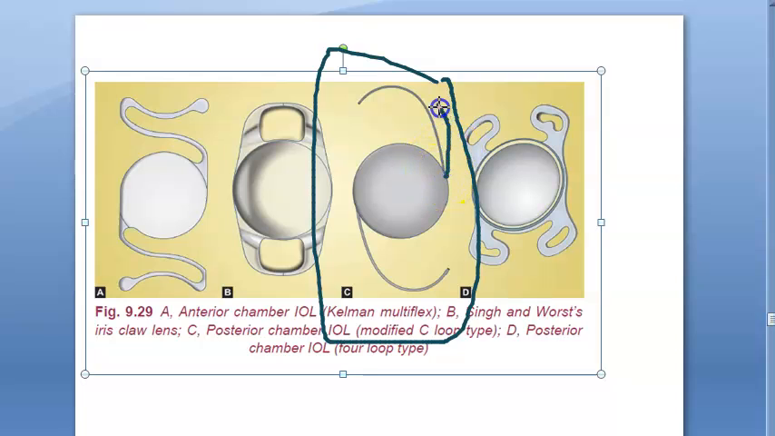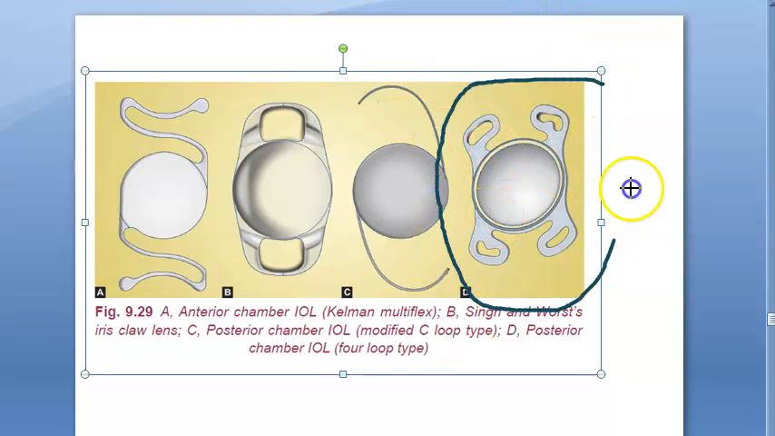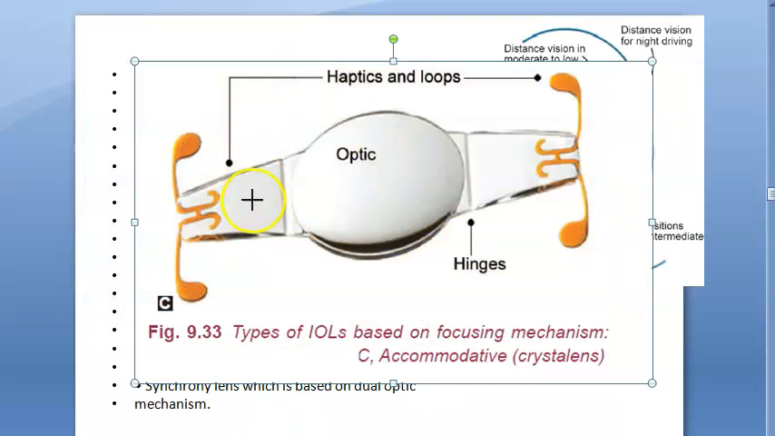Modified C-loop. This is a modified C-loop haptic, is it? Now last one, guess what this is? This is a posterior chamber IOL with a 4-loop type. Something like this we saw when they want to have accommodation, right? Let's see, wait. If you remember, that accommodative one had something like this.